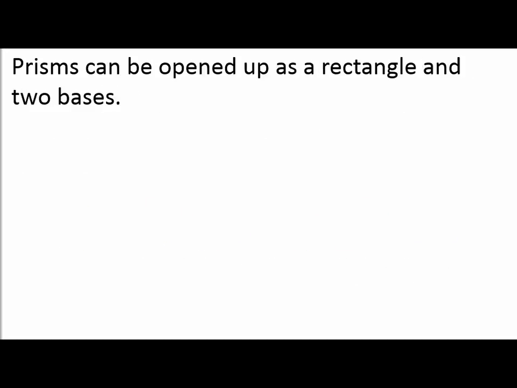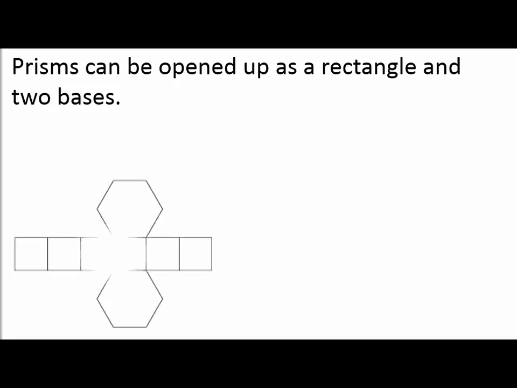Okay. Prisms can be opened up as a rectangle and two bases. I'm going to show you two cases. If I had a hexagonal prism, you notice if I made it flat, I have a big rectangle and two hexagons. If I have a triangular prism, I have a big rectangle and two bases. You don't have to draw the pictures, but they do help if you want to draw them. This figure I have, if I made it flat, which it's not right now, I would have two bases, my octagons in this case, and the center opens up to be a rectangle. That's why I said prisms can be opened up as a rectangle and two bases.